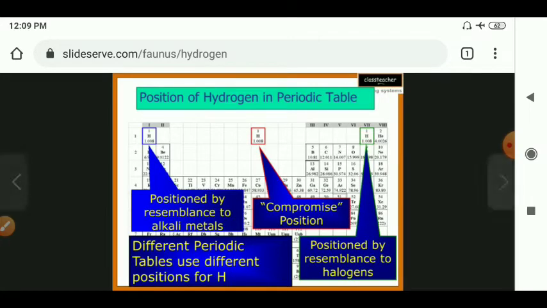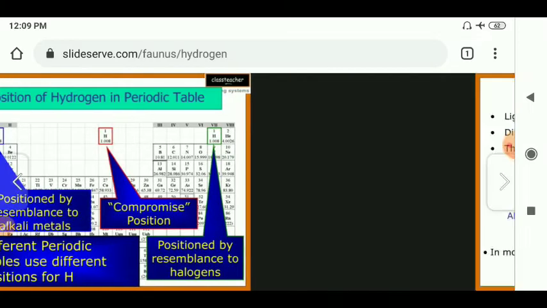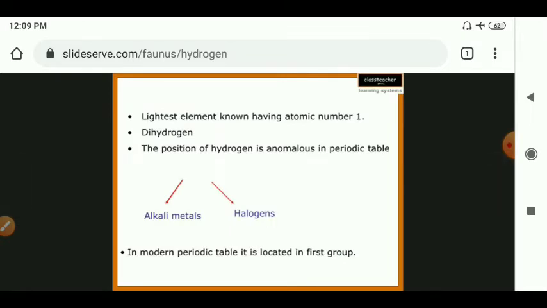If you see the position of hydrogen, it could be on the right side of the periodic table, the left side, or the middle of the periodic table. So there are different possible positions. Now we'll see the exact position of hydrogen in the modern periodic table. Hydrogen is the lightest element known, having atomic number 1. What is its position in the periodic table? It resembles alkali metals and also halogens. In the modern periodic table, it is located in the first group.